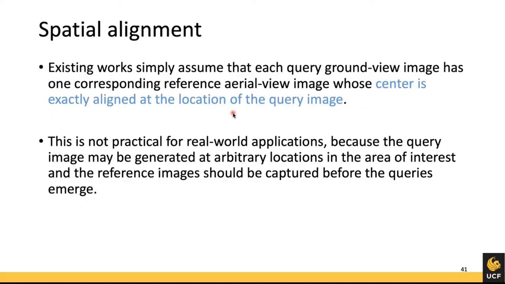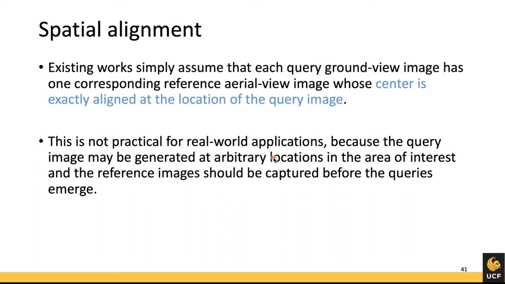So here we come to study the second issue in this field. Existing works simply assume that each query ground view image has only one corresponding reference aerial view, whose center is exactly aligned at the location of the query image. Basically, you have a query image and a reference image, and the query is exactly located at the center of the reference image. That's the assumption of the prior work for cross-view image geolocalization, and all those datasets are designed in this way.